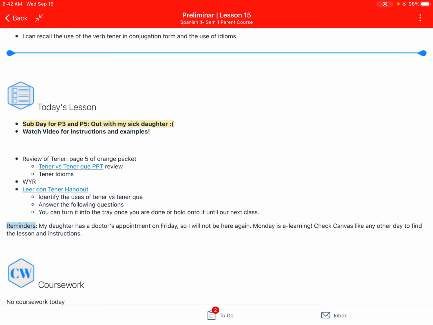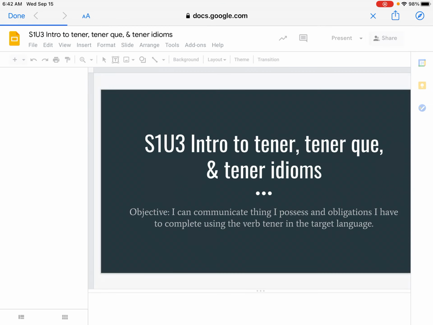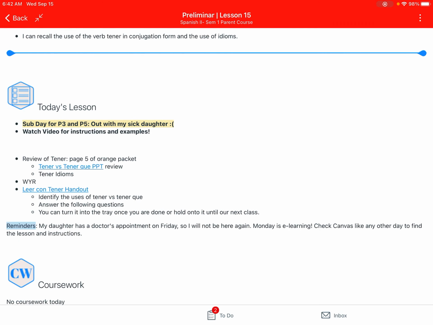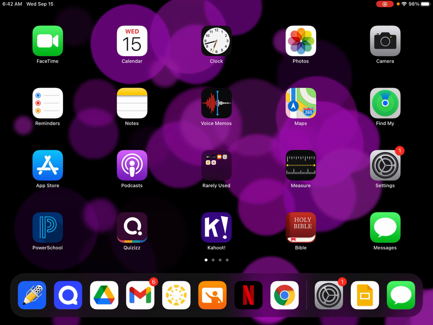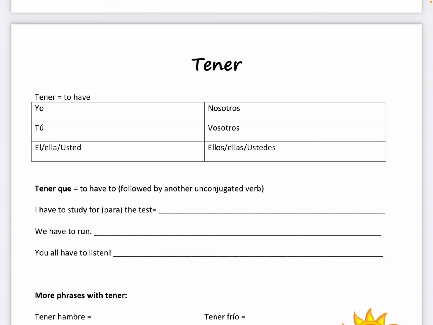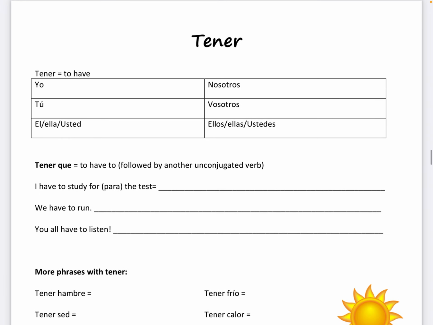So we've got two things that we're doing today. The first thing is on page 5 of your orange packet, which is our tener versus tener que. Now, remember, tener means to have, and tener que means to have to. Before I go there, I want to show you what the handout looks like. Remember, this is page 5 of your packet, and it's orange.